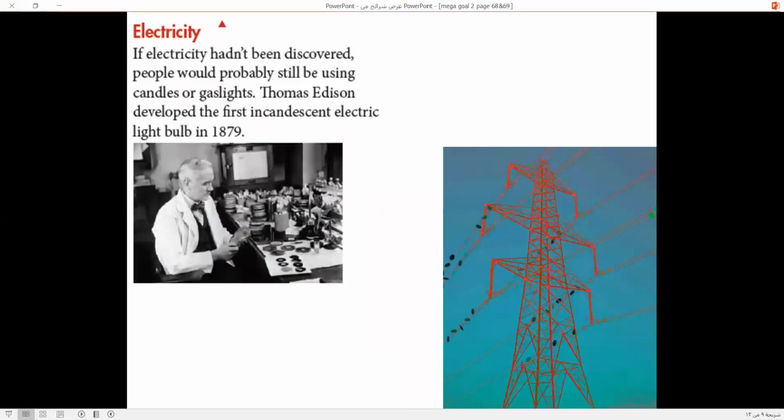Please allow me. The third thing also here. Electricity. If electricity hadn't been discovered, people would probably still be using candles or gas lights. Thomas Edison developed the first incandescent electric light bulb in 1879. Okay, here we're talking about electricity. Of course, we cannot live without electricity, right? Now, they said here, if electricity hadn't been discovered, people would probably still be using candles or gas lights.